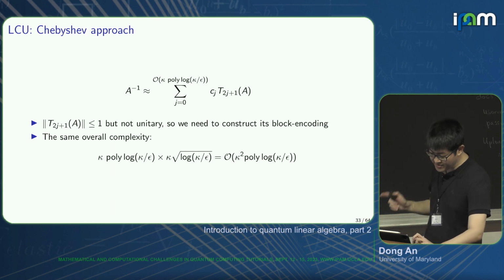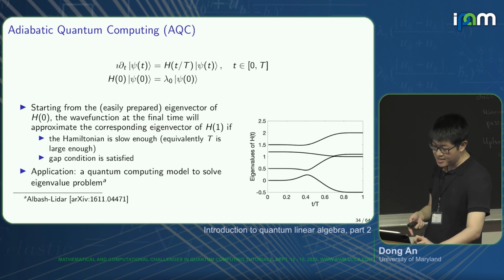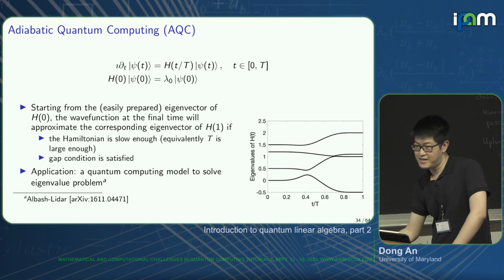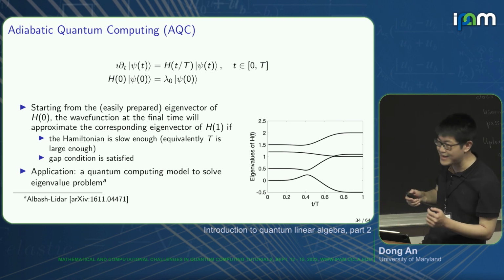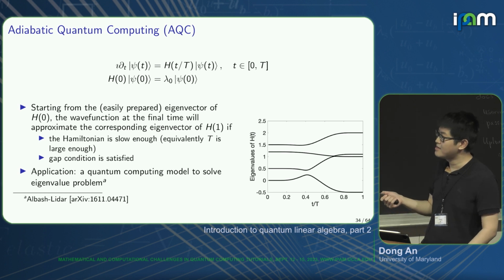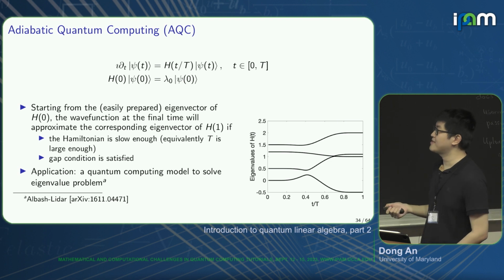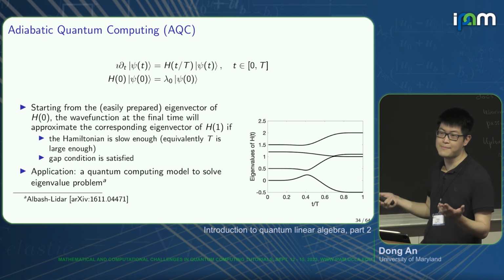The algorithm that we will use is based on a different framework called adiabatic quantum computing. I just want to introduce it as a very general framework for eigenvalue problems, so I will start with the general setup. In adiabatic quantum computing, we are considering a time-dependent Schrodinger equation. Here H is a time-dependent Hermitian matrix, or just a Hamiltonian.